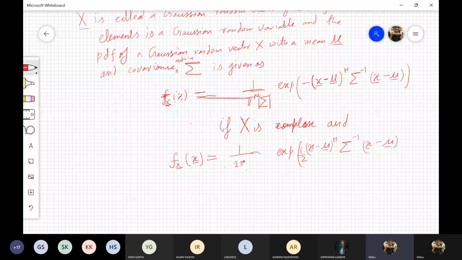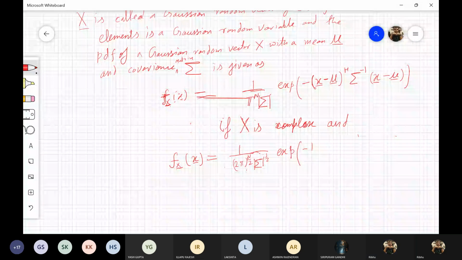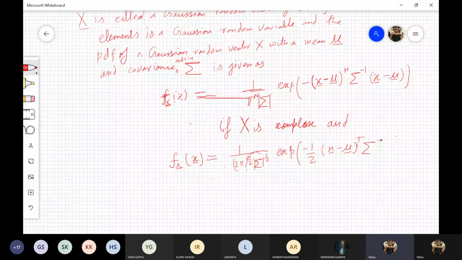(x minus mu) transpose sigma inverse (x minus mu), if x is real. Fine. So this is the definition of the complex Gaussian PDF in n dimensions.